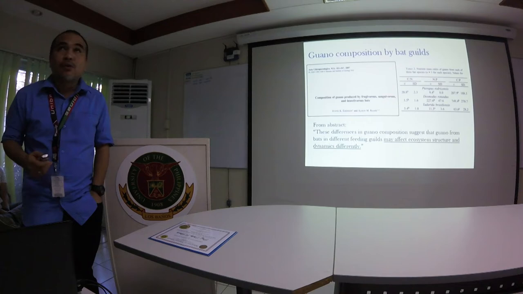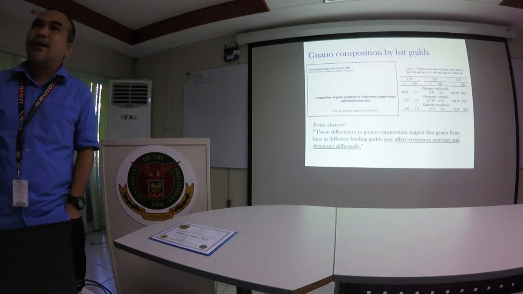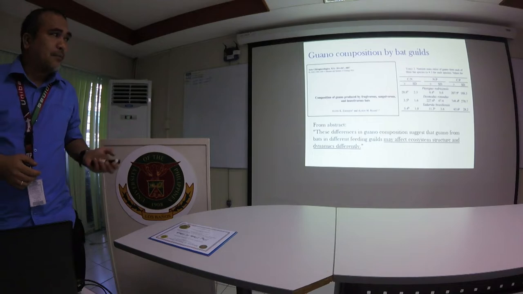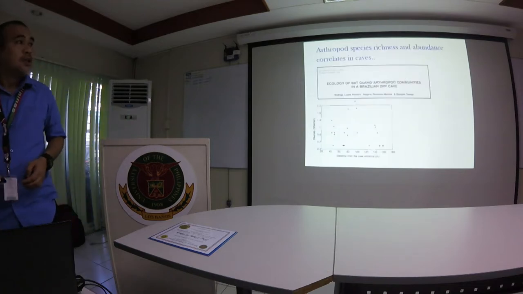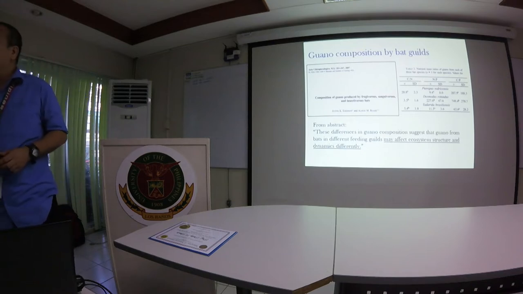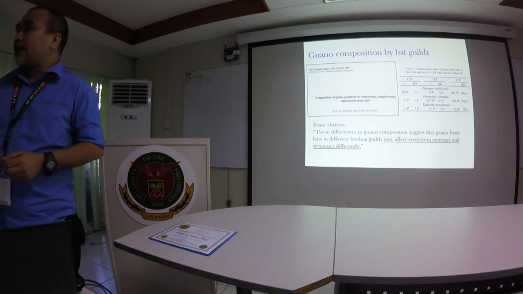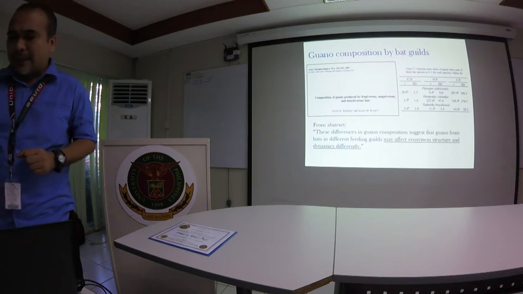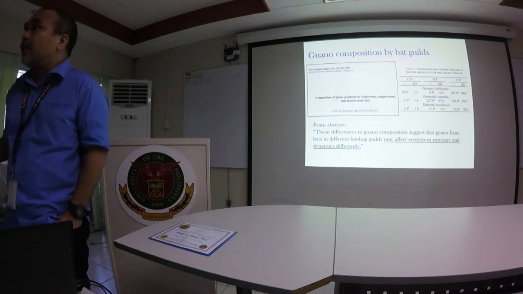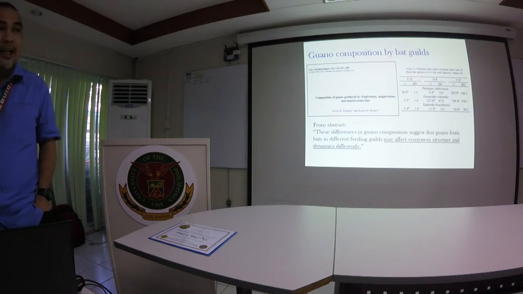And if you look into the guano composition, there's variation in the guano composition depending on what kind of bat you have inside a cave. So for this paper by Emerson and Roark, you have frugivorous bats, sanguivorous, meaning blood-sucking bats, and then you also have insectivorous bats. And the guano produced by these kinds of bats actually have differing ratios of elements, like for example carbon to nitrogen ratio, nitrogen to phosphorus, and then carbon to phosphorus.